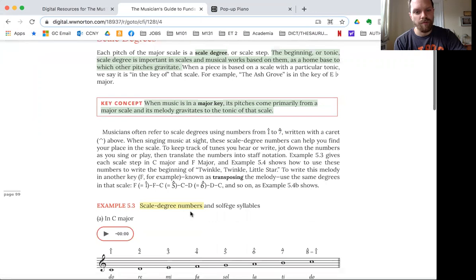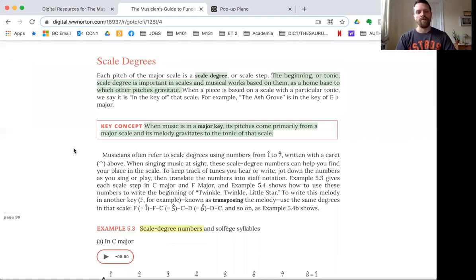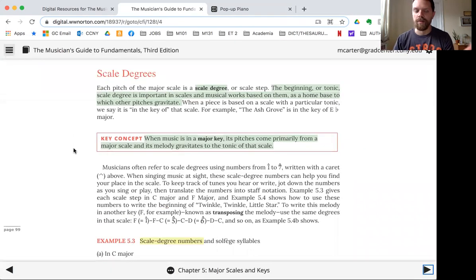Now for scale degree numbers, this is an important and relatively modern way of thinking about scales, as in numbers as opposed to syllables. Now your book uses syllables too, do, re, mi, fa, sol, la, ti, do, but in the music pedagogy world, we've taken to adopting scale degree numbers instead of syllables for a variety of reasons. But every pitch of the major scale, as it says here, is a scale degree.